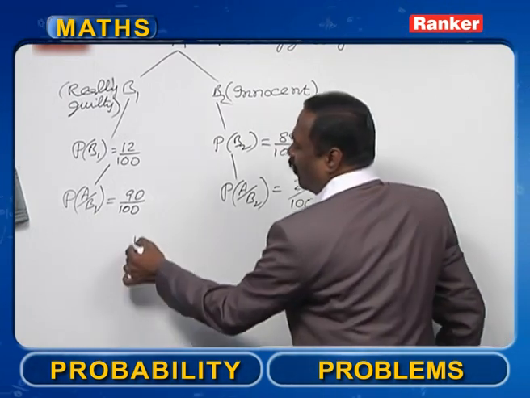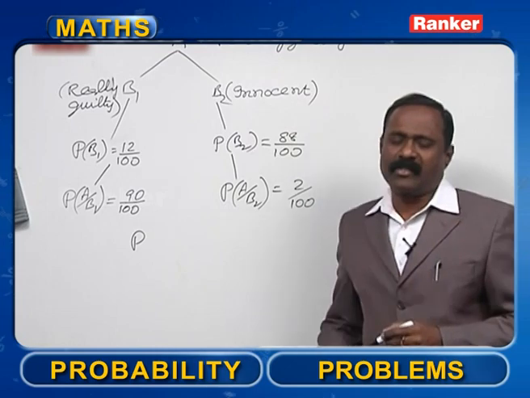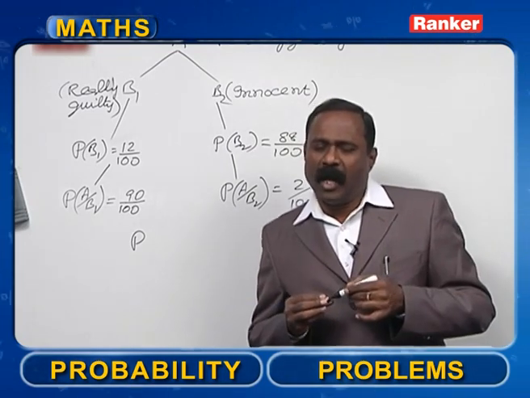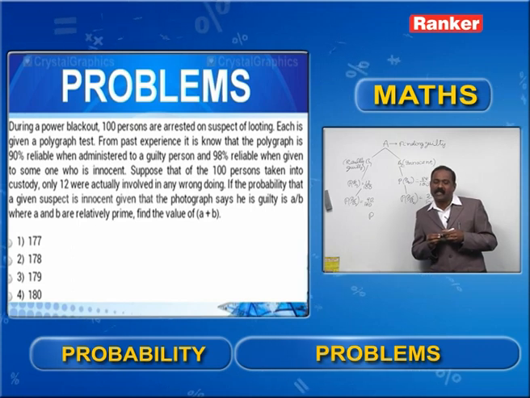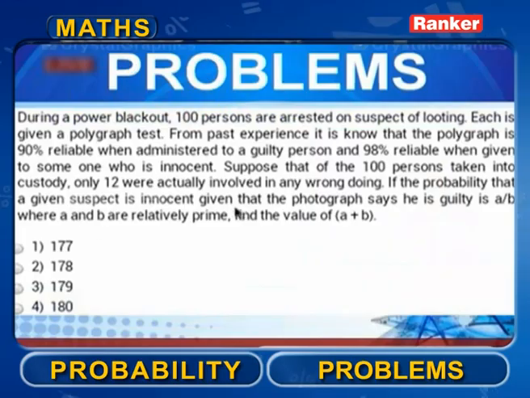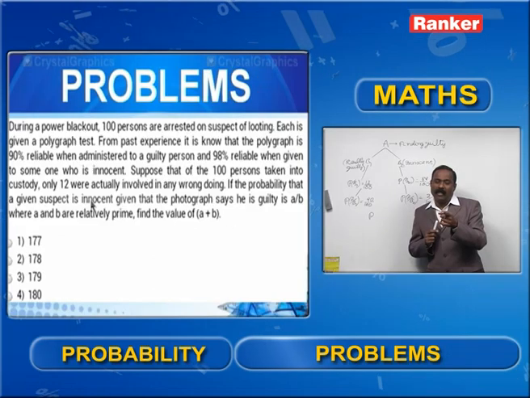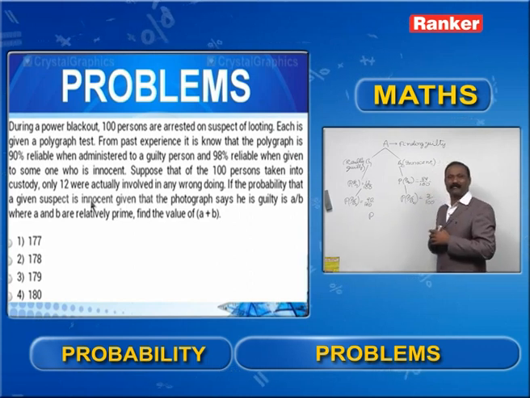Now, what we require is, you can see the last sentence and the polygraph: if the probability that a given suspect is innocent, given that the polygraph says he is guilty, is A by B, where A and B are relatively prime numbers, find the value of A plus B. Given that the polygraph says guilty, the suspect is innocent, isn't it?